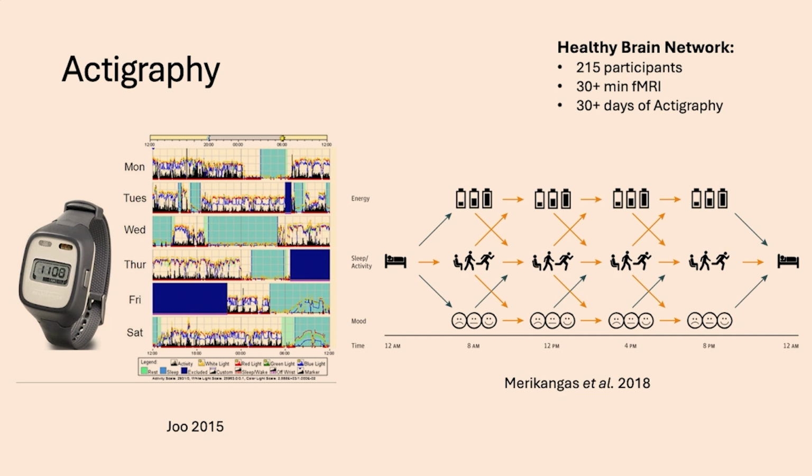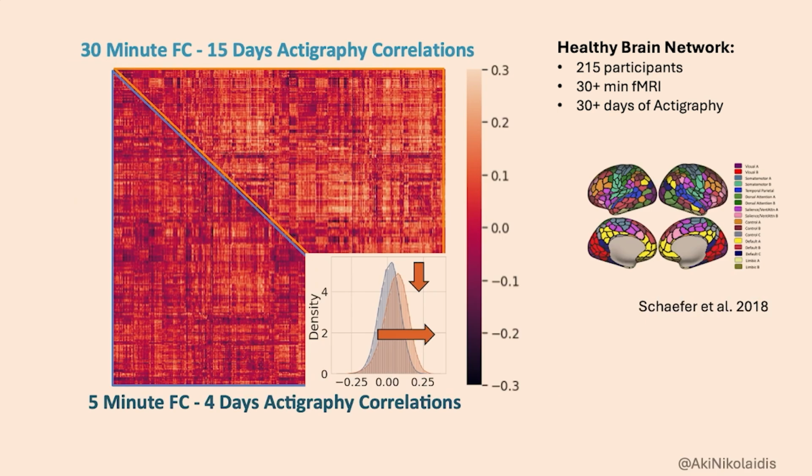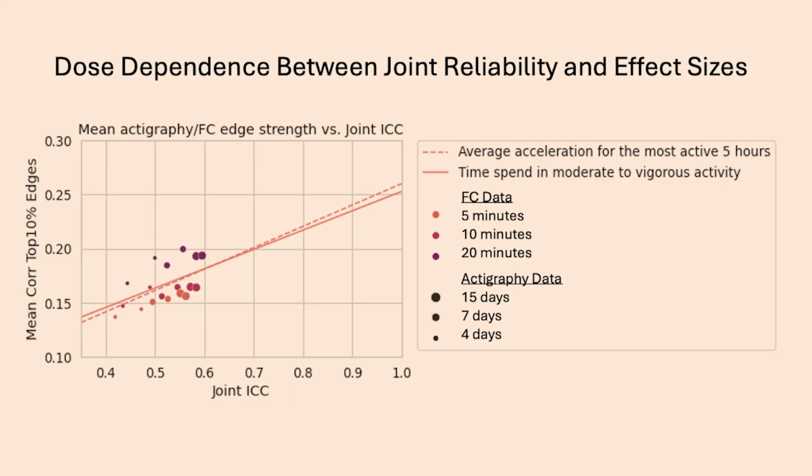And if we collect more of this data, could we see improvements in behavioral reliability? Could we see concomitant improvements in our brain behavior associations? The answer is yes. If we take a look at this bottom triangle, we have 5 minutes of functional connectivity data with 4 days of actigraphy versus 30 minutes of functional connectivity with 15 days of actigraphy. We see that the curve of brain behavior associations moves down and to the right, all becoming much, much stronger. This is again with the Schaefer atlas.